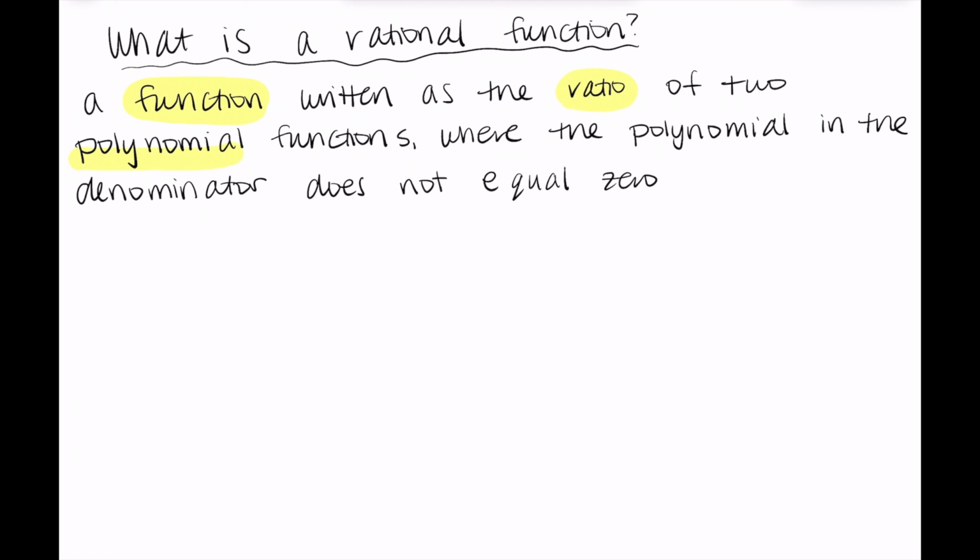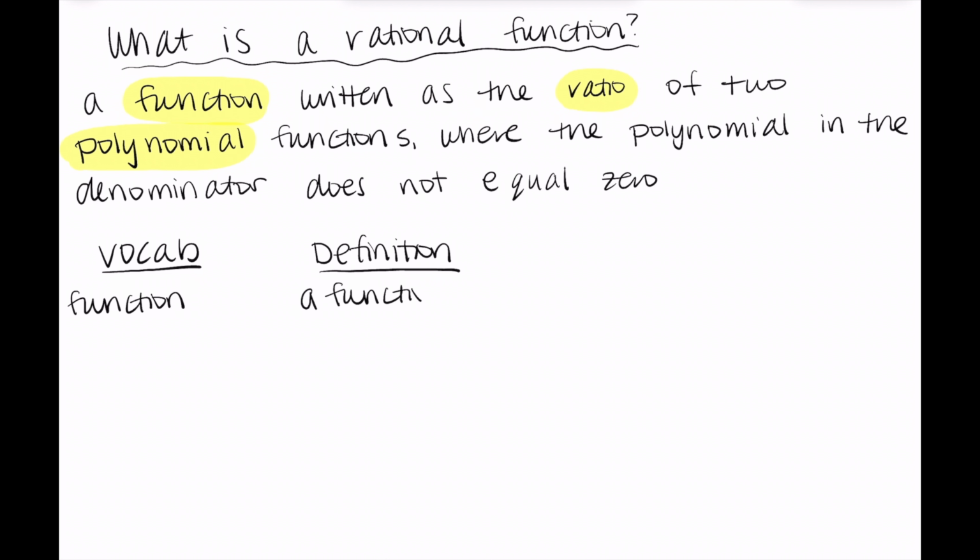So the way I'll define these, I'll write the word, and then I'll write the definition out, and we will start off with function. Now, what is a function? A function is a relationship between an input and an output where every input has exactly one output.